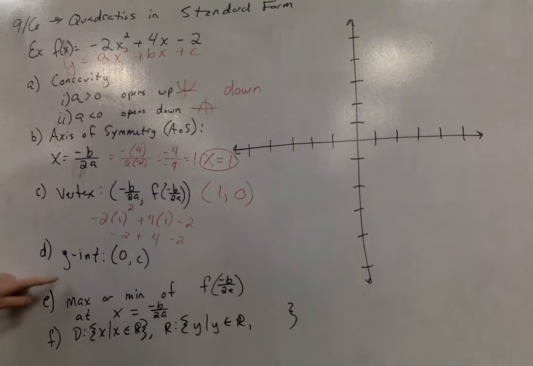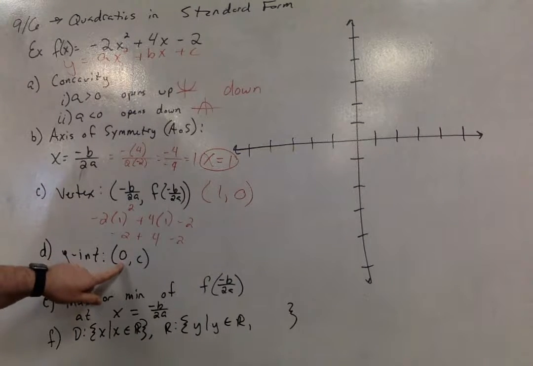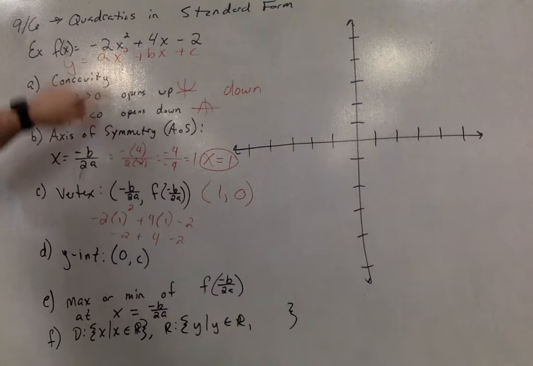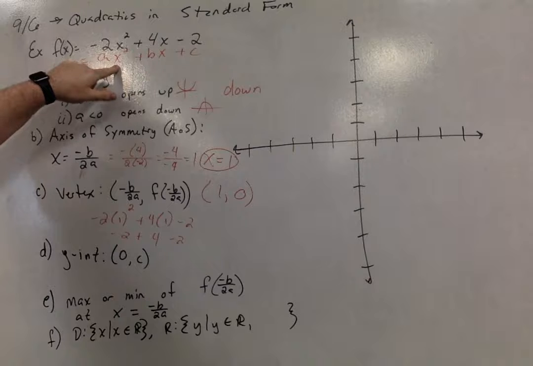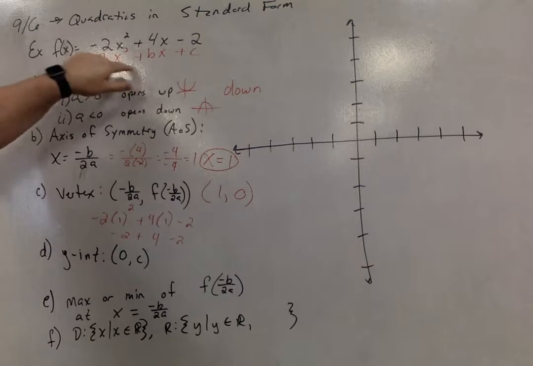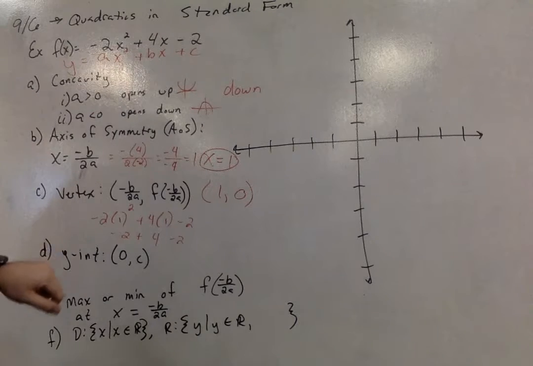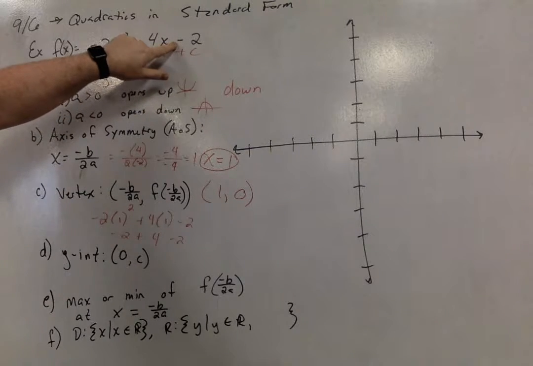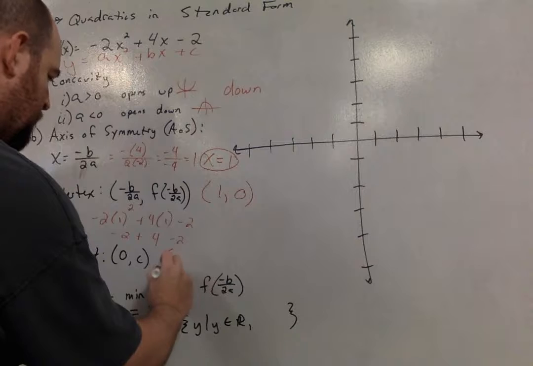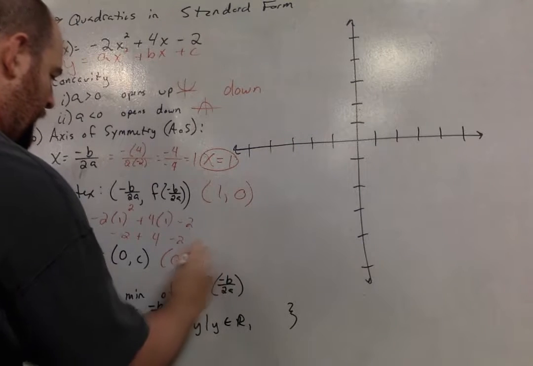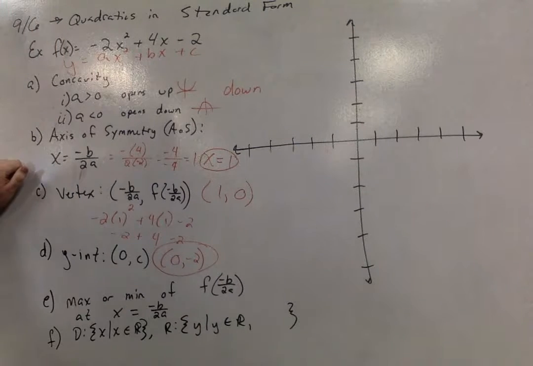Okay? My y-intercept. We know that the definition of a y-intercept is the value of y when x equals 0. So if I evaluate this function when x equals 0, the ax squared term disappears, the bx term disappears, and I'm left with the value c. So in this case, I'm left with the point (0, -2). That is going to be my y-intercept.